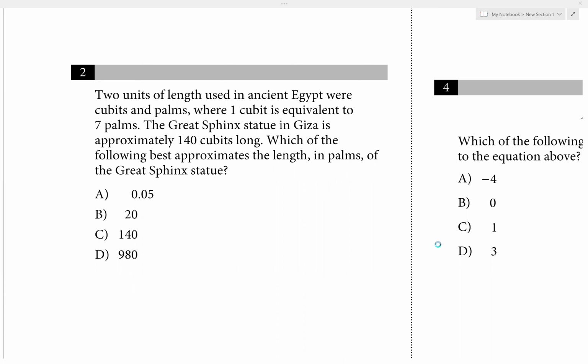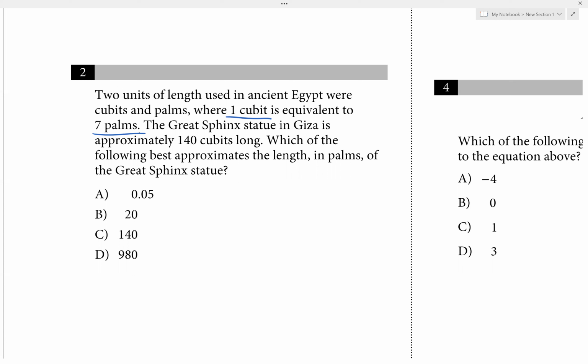Okay, so they tell us the unit here. We have 1 cubit is equivalent to 7 palms. So that's the 2 units that we're dealing with. And they told us that the statue is actually 140 cubits long, right? We want to know the length in palms. So this question here is a unit conversion that we have to do.